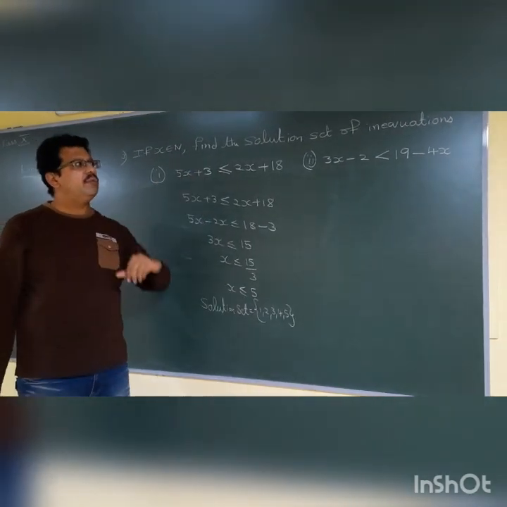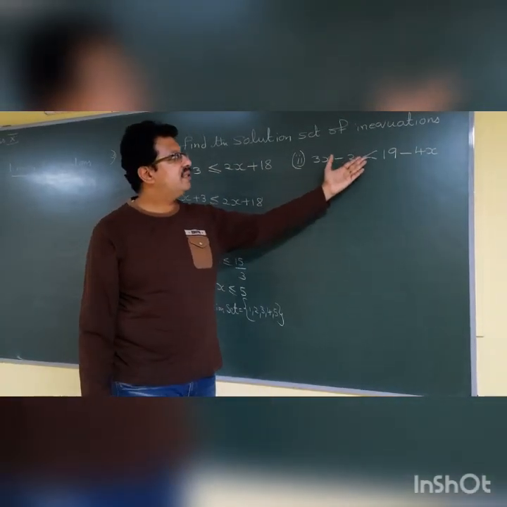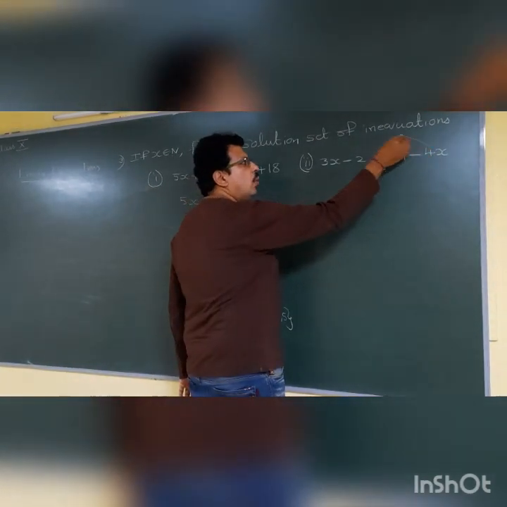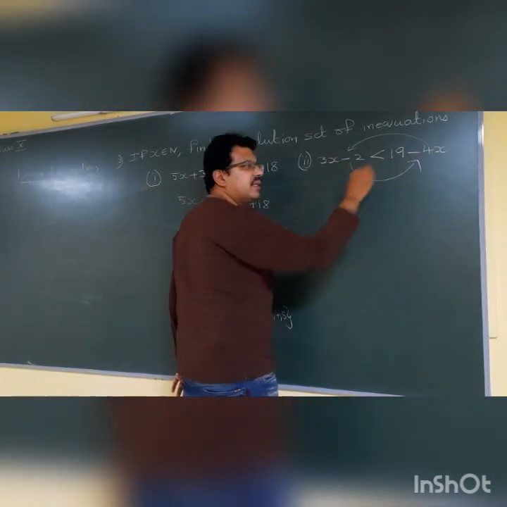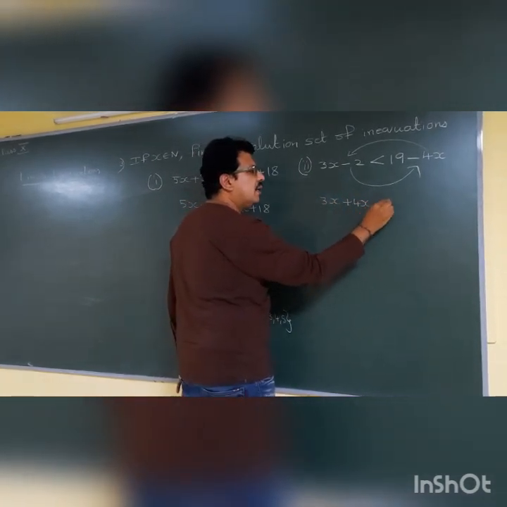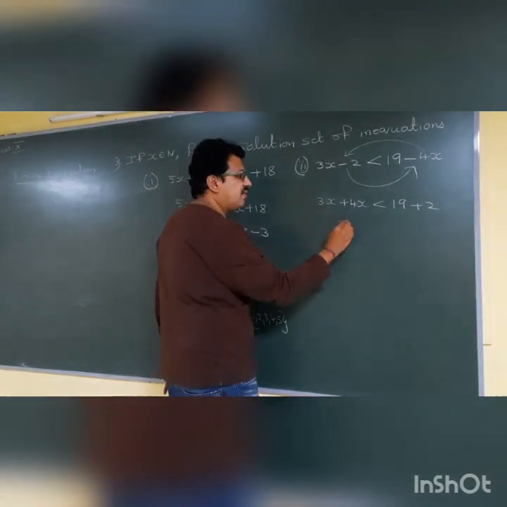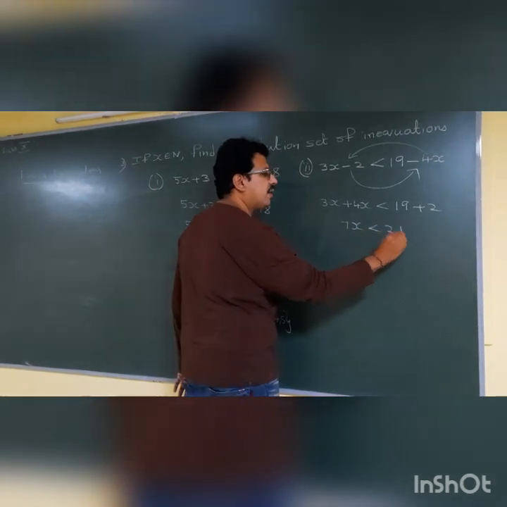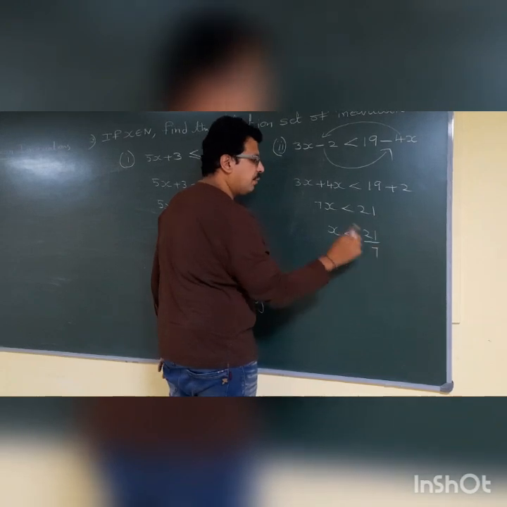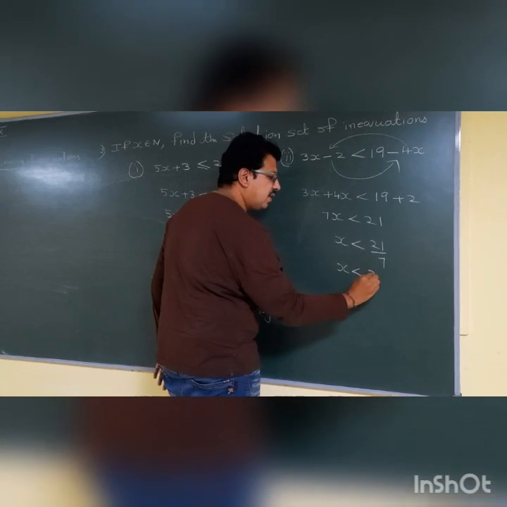In the same way, I'm going to show you one more problem. That is 3x minus 2 less than 19 minus 4x. The simplification is the same. Bring all the variables to one side and all the numbers to the other side. So it will be 3x plus 4x less than 19 plus 2. So 3x plus 4x is 7x less than 21. Or you can write x is less than 21 by 7, bringing the 7 to the denominator. So x is less than 3, since 7 threes are 21.